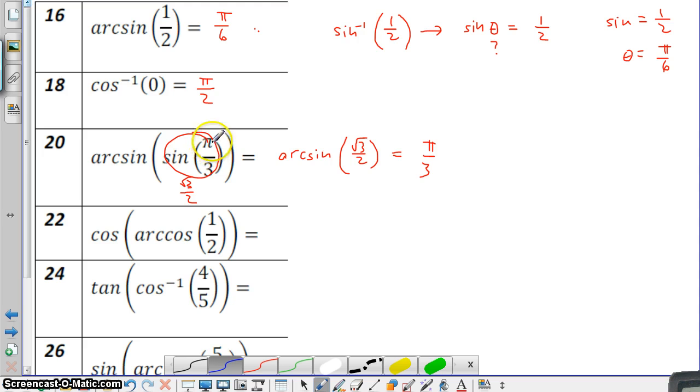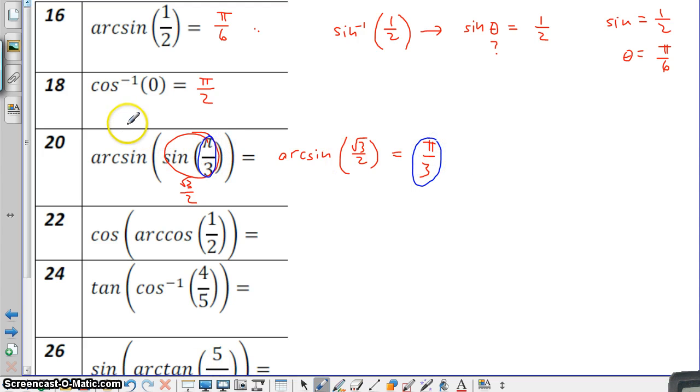Which brings up the idea that what you started with is going to be what you finished with if it's talking about arc sine of sine. Because another way to write this would be that you're taking the inverse of sine. And so what you end up doing with this problem is that the sine, the inverse sine and the sine are undoing each other, so you're ending up with just pi/3.